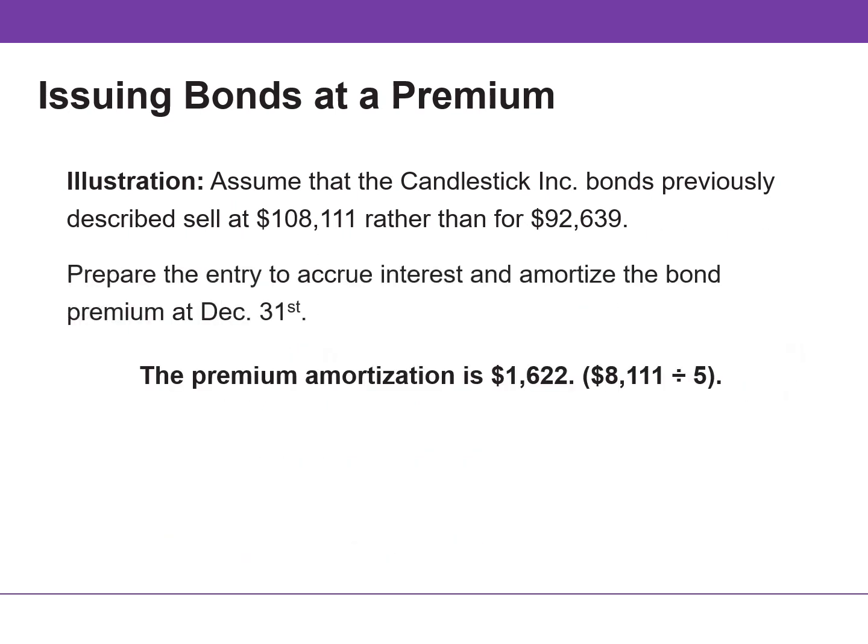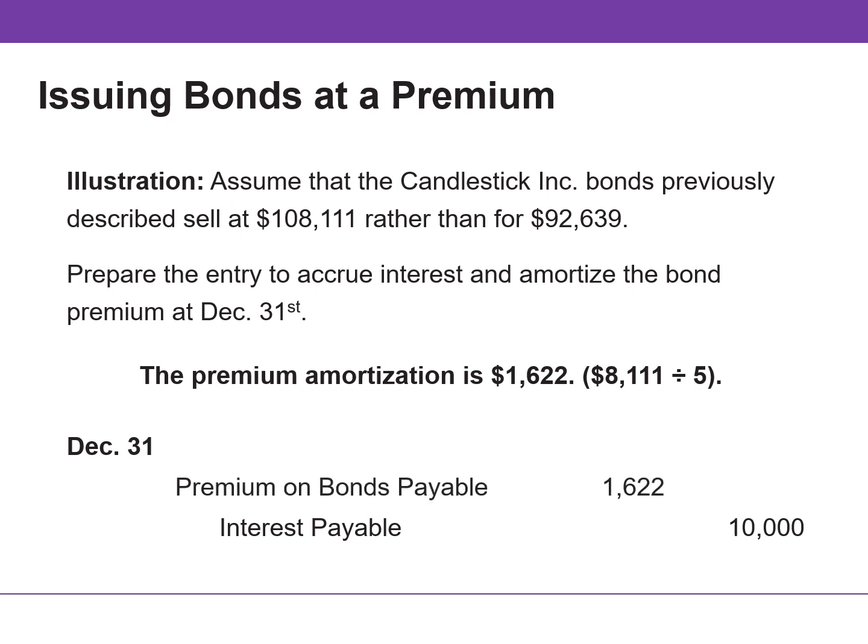The premium amortization is $1,622. The journal entry on December 31st results in a credit to interest payable for $10,000. We also need to debit premium on bonds payable for $1,622. The last account is the interest expense, which is found by subtracting the $1,622 from the interest payable of $10,000.